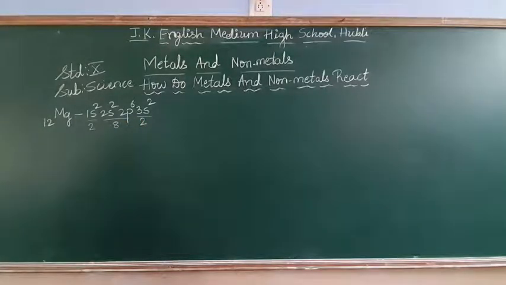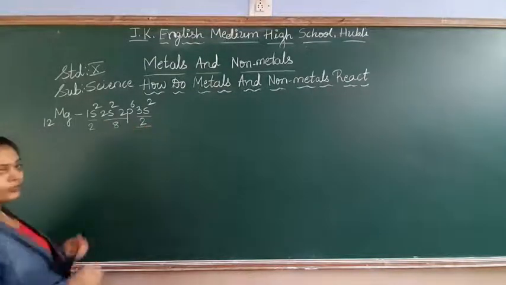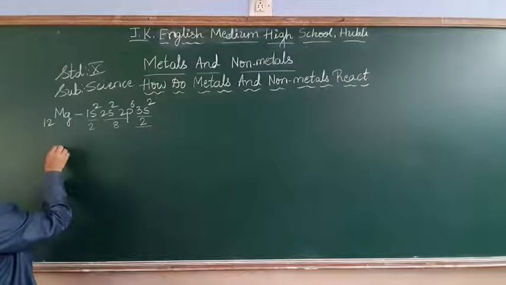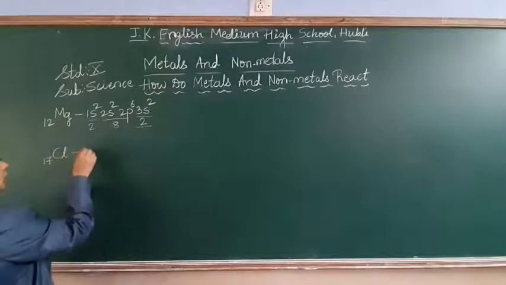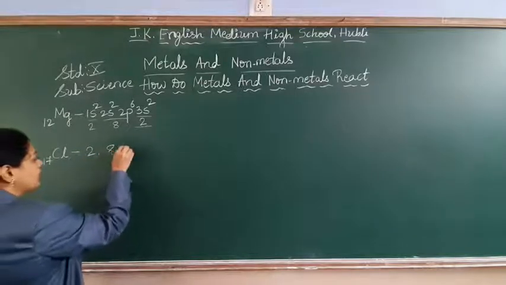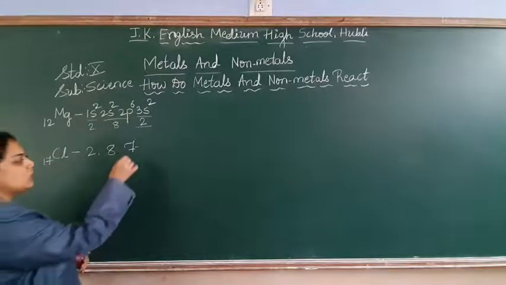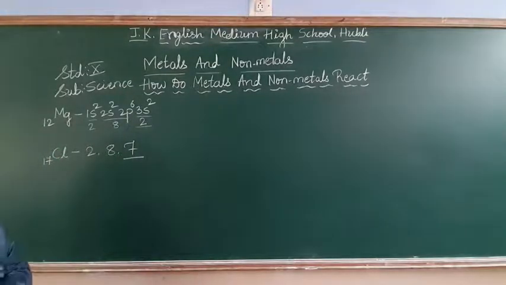So when will it become stable, students? Yes, when it loses its outermost 2 electrons, it can get the inert gas structure. Okay, fine. Let me take one more non-metal, that is chlorine again. Just now we have discussed chlorine, that is 2, 8, 7. So how many electrons are there in the outermost shell? 7 are there. How many does it require to become stable? It requires 1 electron to become stable.